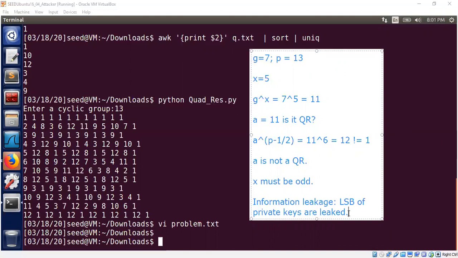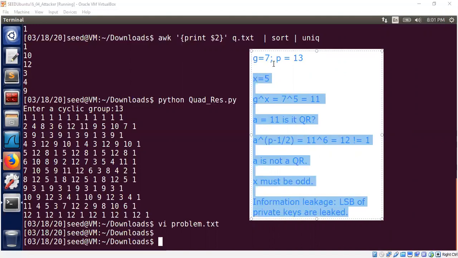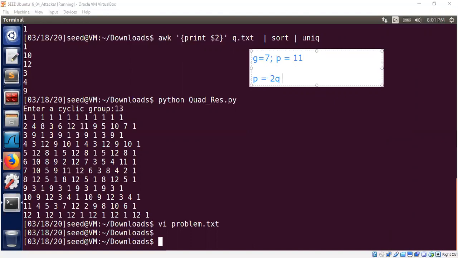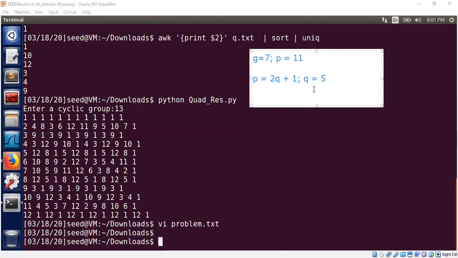Okay, what if I use a safe prime? Let's say my primes are safe. Instead of p equal to 13, my prime is 11. 11 is a safe prime because p is equal to 2 times q plus 1. We can quickly find that q must be 5. So in this case, can we not apply the same trick and find the least significant bit? It turns out the answer is no, it's not possible. Okay, let me show you why.